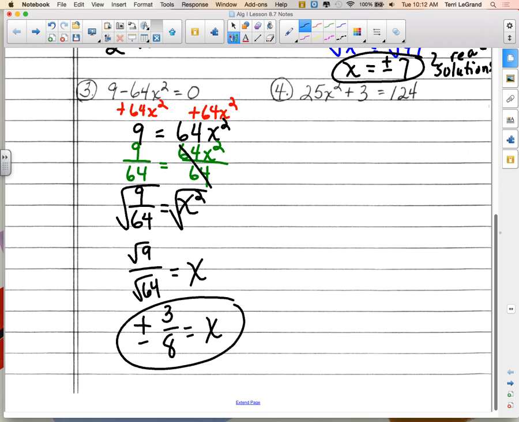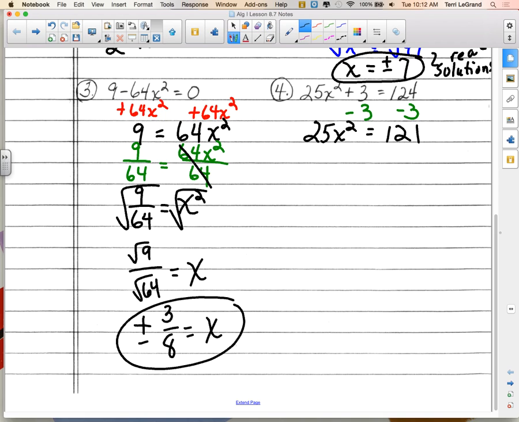Okay, what are we going to do in number 4? The exact same thing. What's that? Subtract 3, divide by 25. So we're going to subtract 3. And should we try the other way? You can see the other way first. Should we do the square roots first?